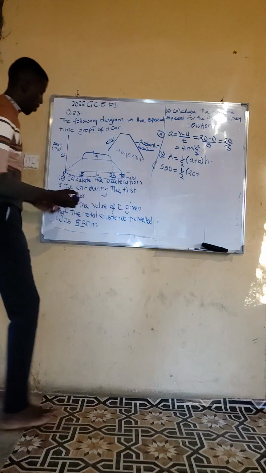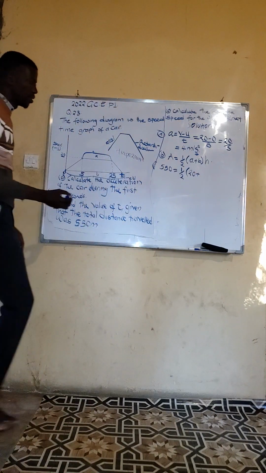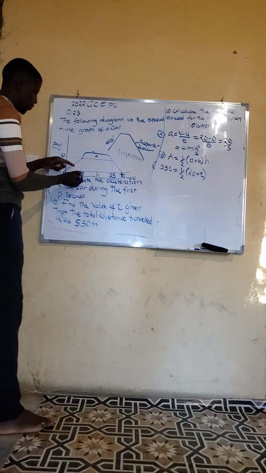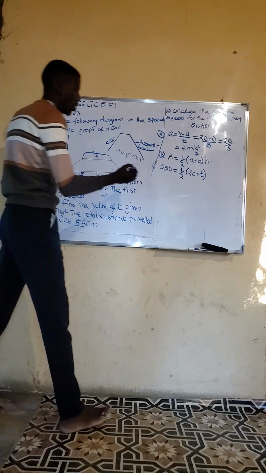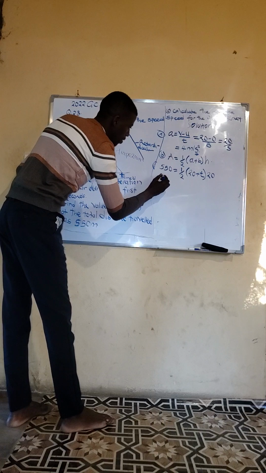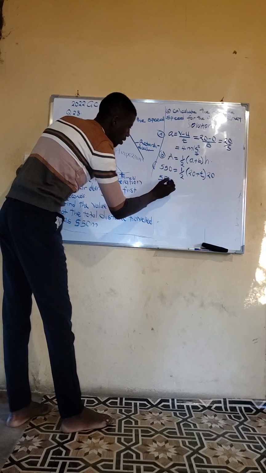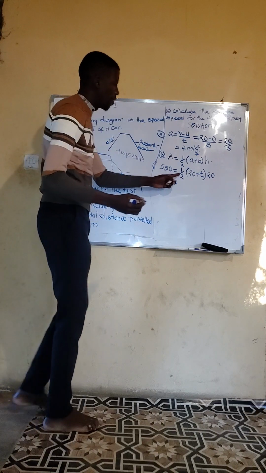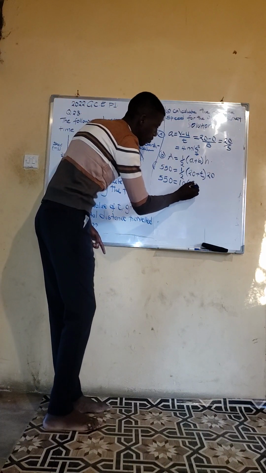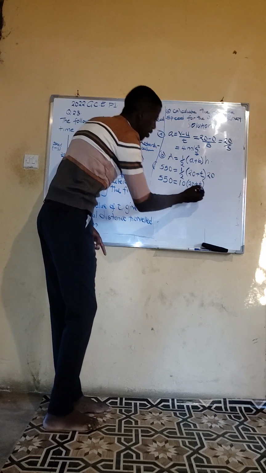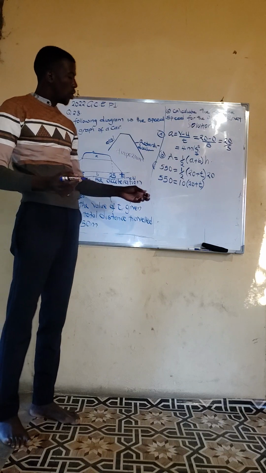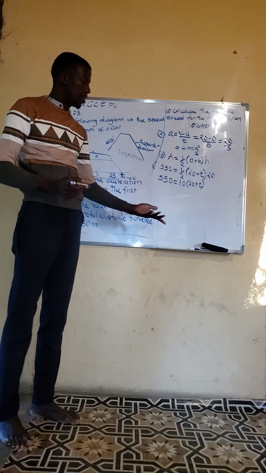Plus our B is from here to there, which is our T. Then height is from this point to that point, which is our 20. So you can say 550 is equal to half of 20, that is 10, open brackets, 20 plus T. Remember, this is paper 1, so you really have to be very careful on how you solve this.